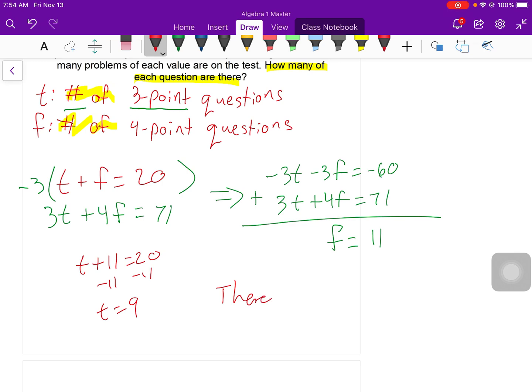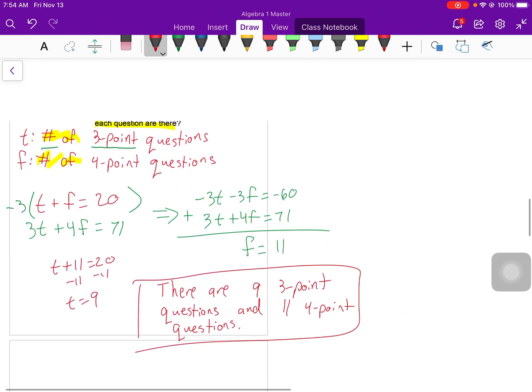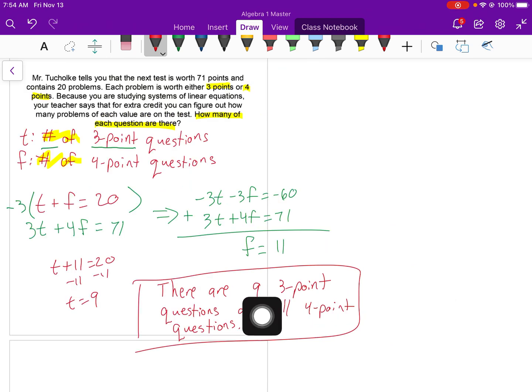So there are 9 3-point questions and 11 4-point questions. Make sure your handwriting is good enough for me to be able to read this. I want to make sure there's a clear space between 9 and 3-point, and then I put a hyphen with my 3-point and my 4-point to emphasize that that 3 has nothing to do with the amount of questions. That's just its title, basically.